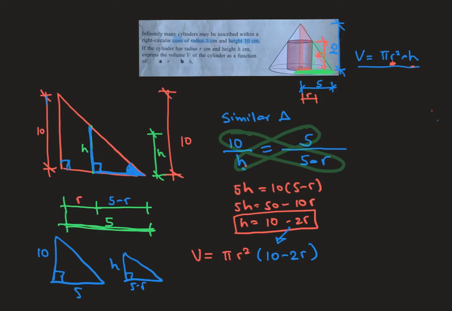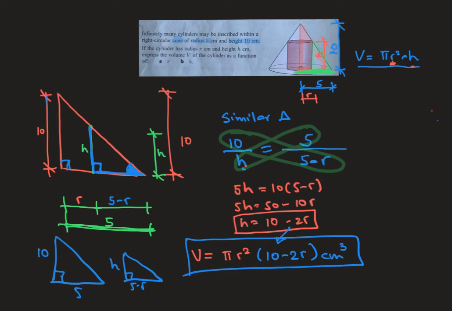Now, you can actually expand this, but I think there's no need. So don't forget units. In this case, centimeters, and volume is to the power of 3. So this is the volume formula in terms of R, in terms of radius.